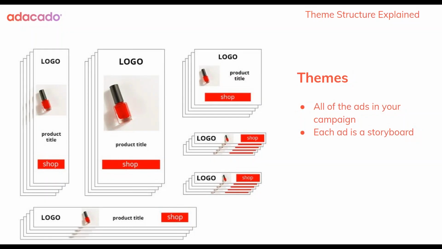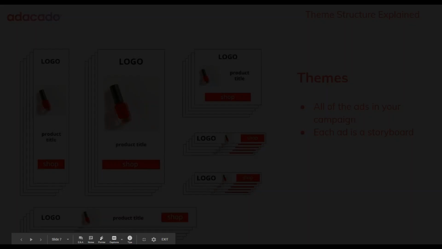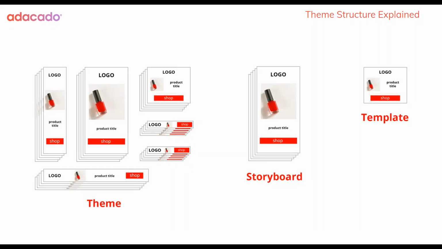And from there, when you have all of these individual storyboards, you get your theme. So it's these 3 parts altogether. You have your 160 by 600 here, and this storyboard, this ad, is made up of 5 templates, and likewise for these other sizes. And there it is all together. So that's the basic structure of the ads and themes.